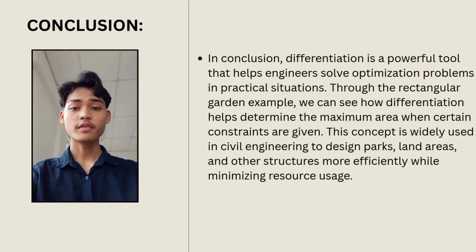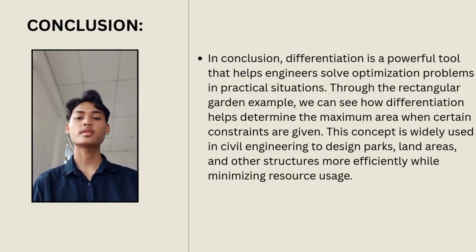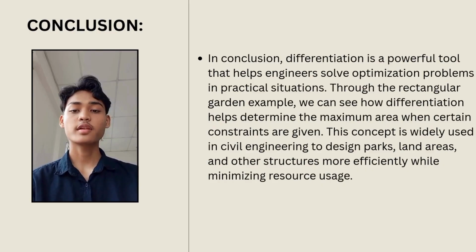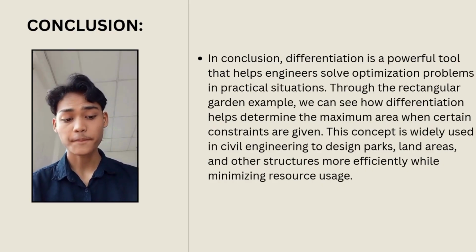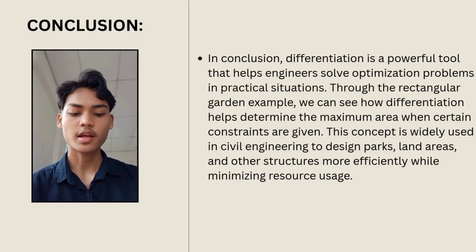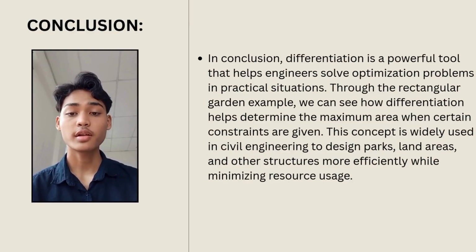In conclusion, differentiation is a powerful tool that helps engineers solve optimization problems in practical situations. Through the rectangular garden example, we can see how differentiation helps determine the maximum area when certain constraints are given. The concept is widely used in civil engineering to design parks, land areas, and other structures more efficiently while minimizing resource usage.